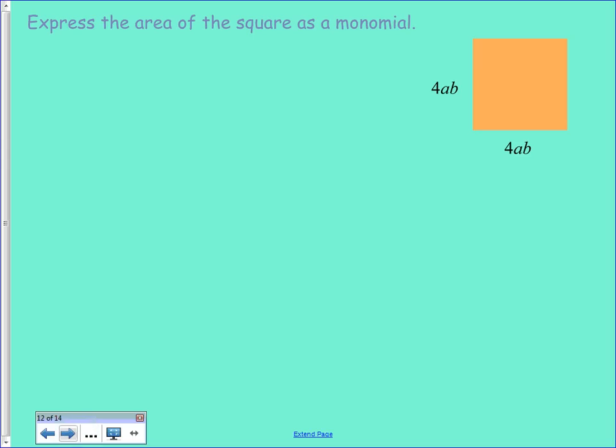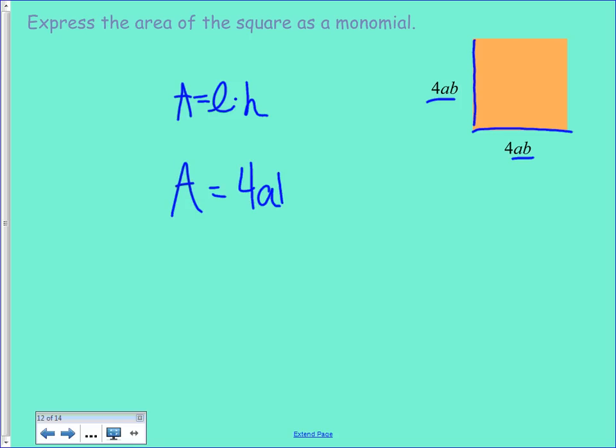Let's take a look at this word problem. Express the area of a square as a monomial. So a monomial for each of the sides. Now, to calculate the area of a square, we're going to use the formula length times height. So I'm going to multiply the length and the height, or the width. Either way, with a square, it doesn't really matter. So for the area, I have 4ab times 4ab. Each of these a's and b's are being raised to the first power.